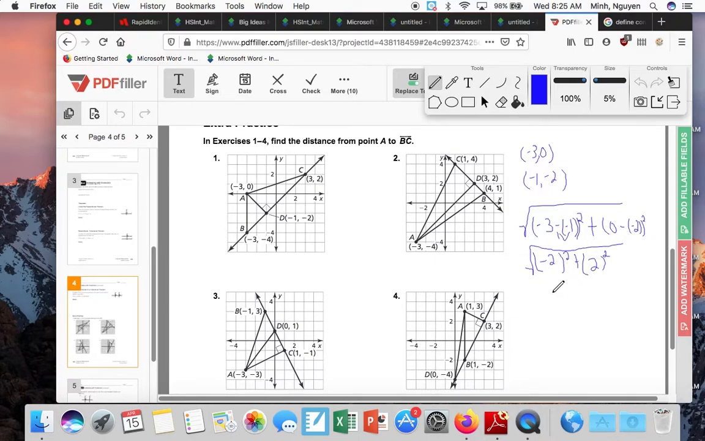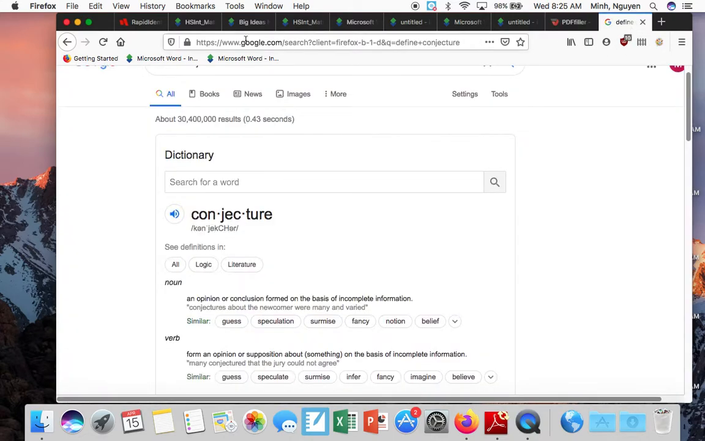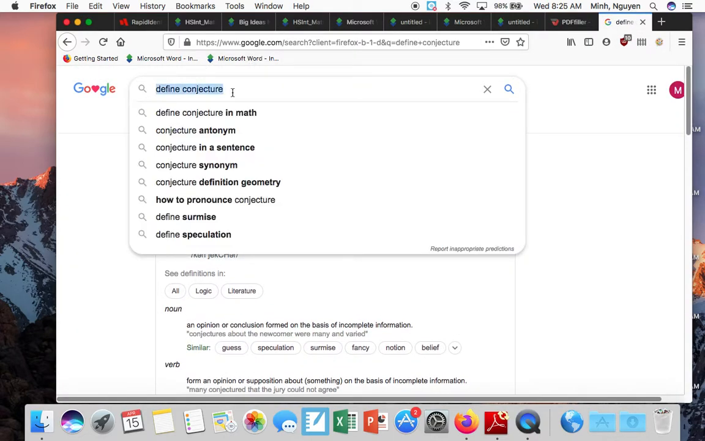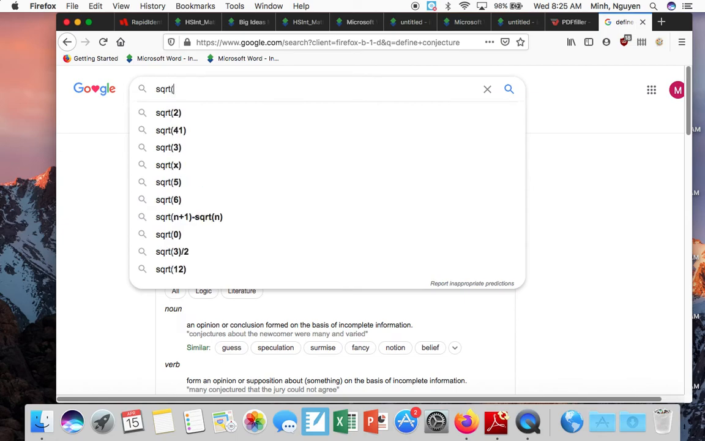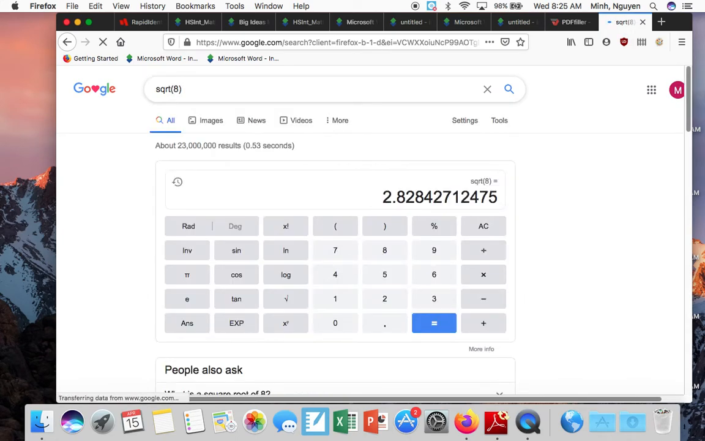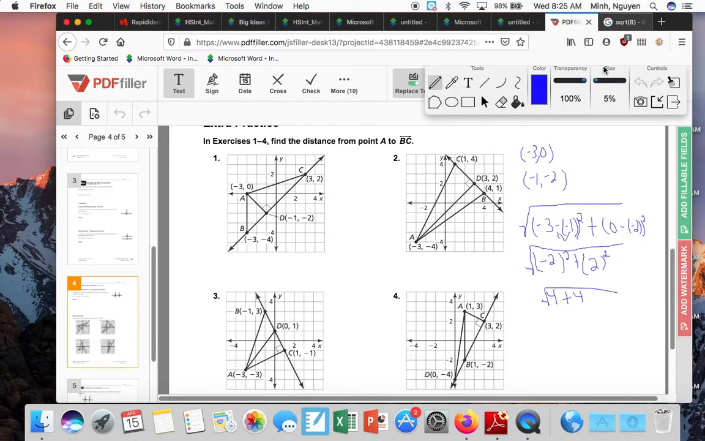So -2 times -2 is 4. Positive 2 times positive 2 is also 4. So I have 4 plus 4, which is 8. And let's use the calculator. Square root of 8. You can use your scientific calculator, or you can use Google. It's completely up to you. So the square root of 8 is 2.828. Let's just round it to the nearest tenth.